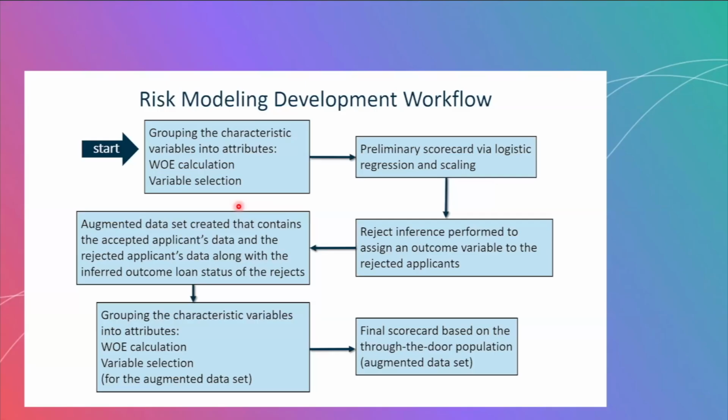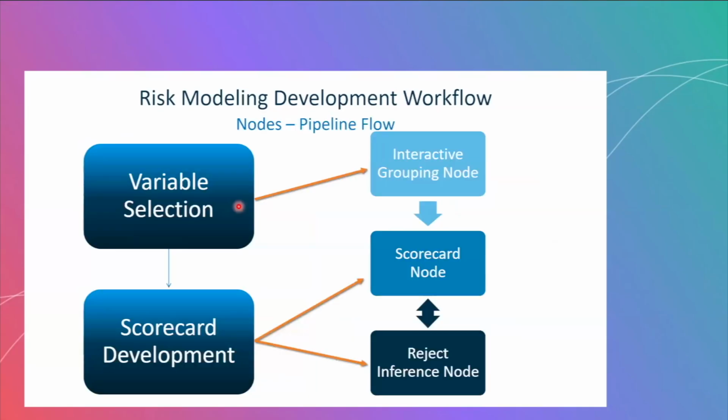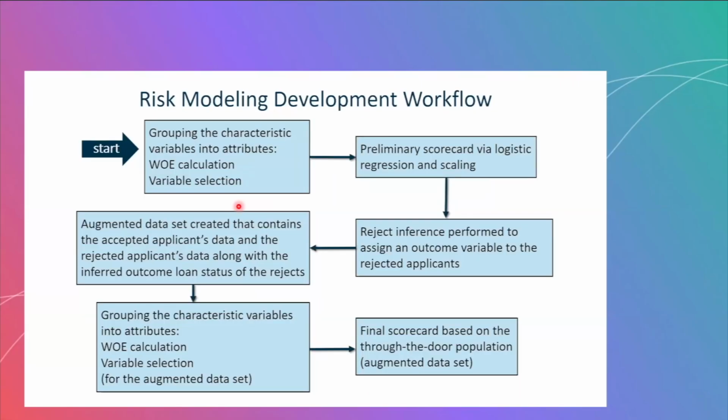So this is how the typical workflow would look. First starting point, grouping the characteristic variables into attributes. Again, this goes into more detail on all of these points. From a tool perspective, these are the three nodes that will get utilized: interactive grouping, scorecard node, and reject inference.